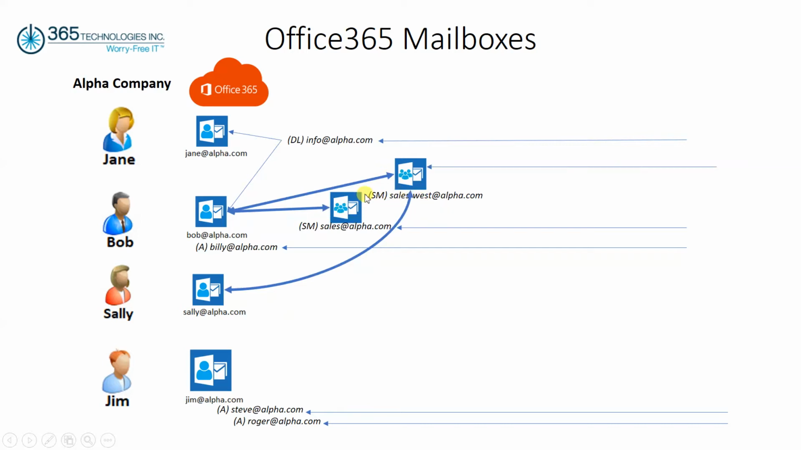Bob can flag stuff. Sally, please take care of this. Sally can say, yeah, I got it done. Just like messages in your own mailbox, maybe you flag them or categorize them. With Sales West, they can both see those. They can flag them, they can categorize them, they can color them, they can mark them for each other.